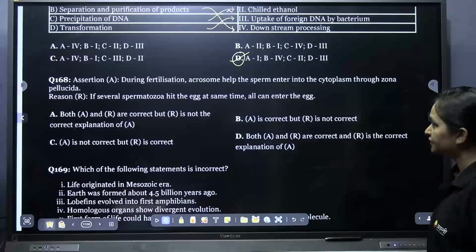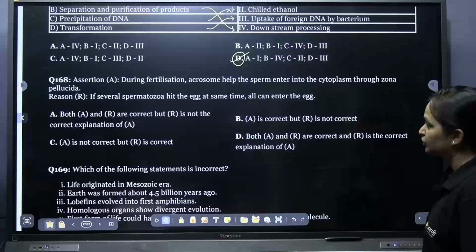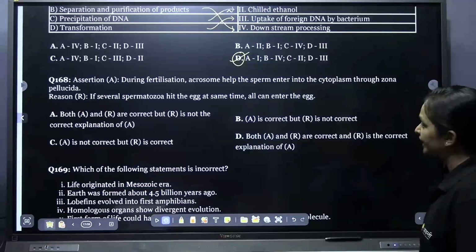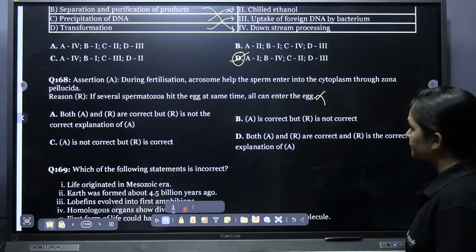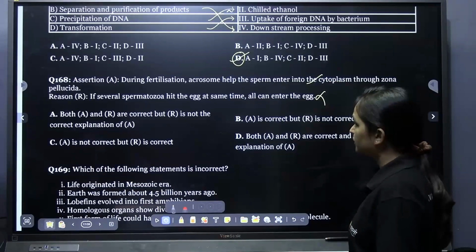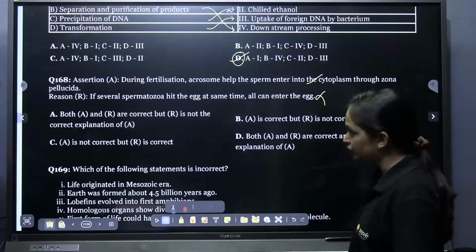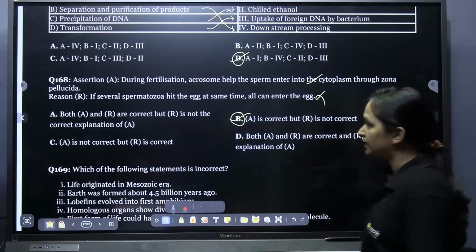Assertion reason. During fertilization, acrosome helps the sperm enter into the cytoplasm through zona pellucida. If several spermatozoa hit the egg at the same time, all can enter the egg. No, such things cannot happen, isn't it? So, assertion is correct, reason is wrong. A is correct, R is wrong. B for Bombay is the correct answer.